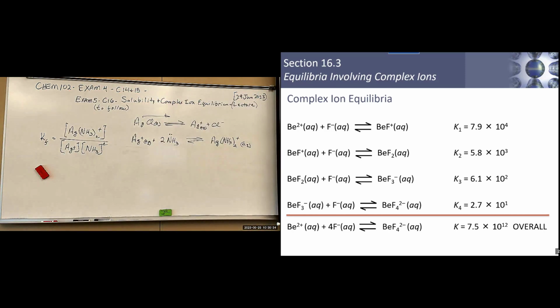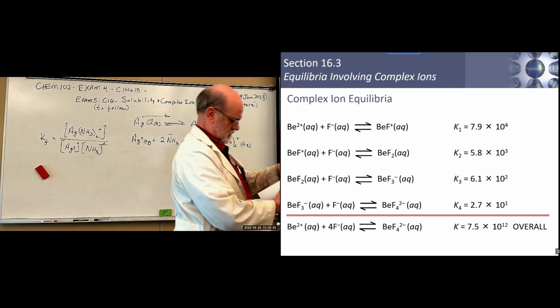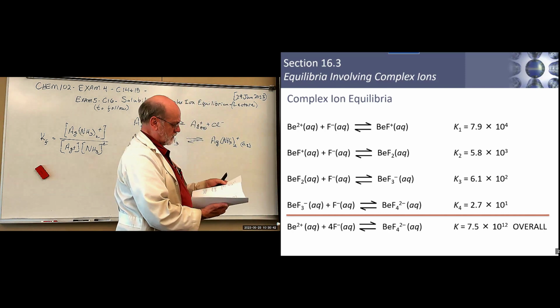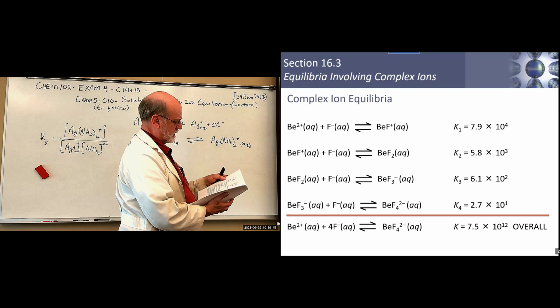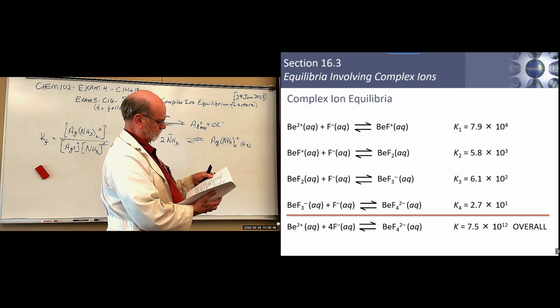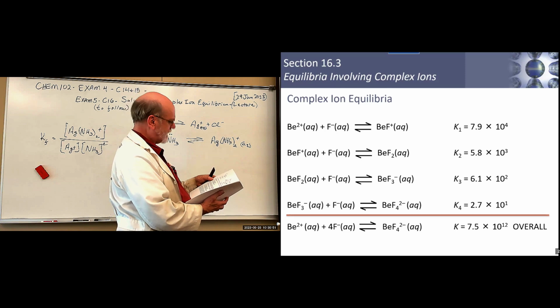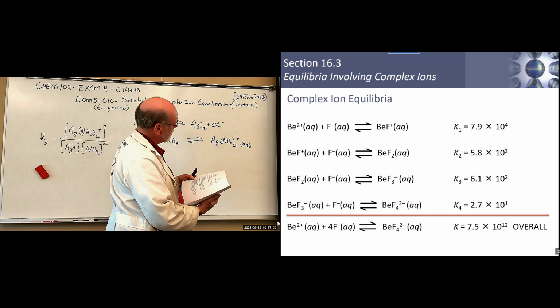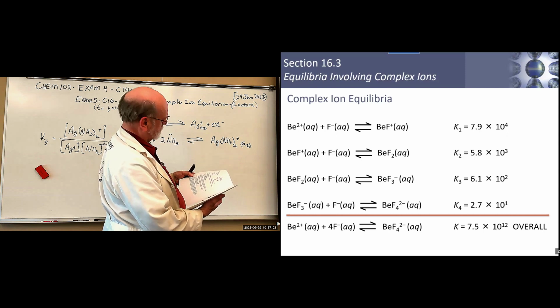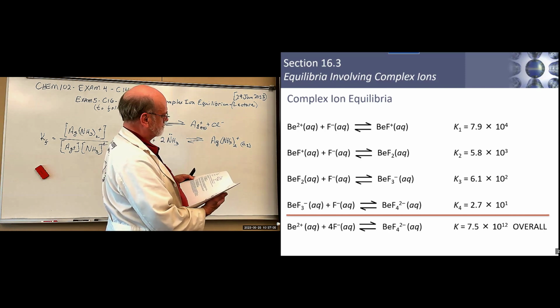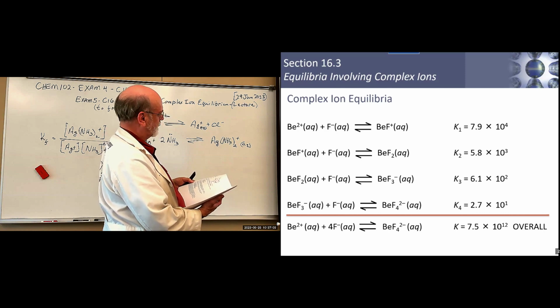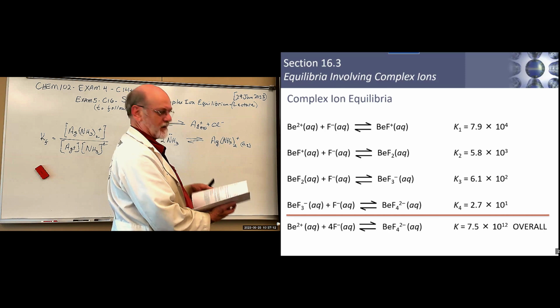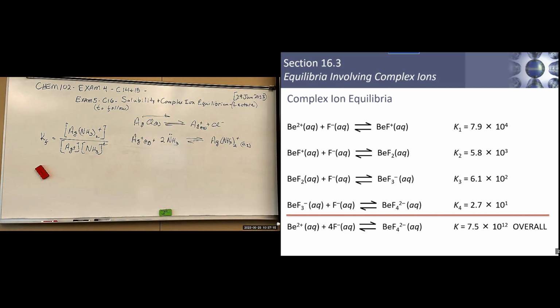Now let's see. If I were going to name this, I would call it, let's see. This is a negative ion, so we name it a little differently. So this would be tetrafluoroberyllate(2-) ion.